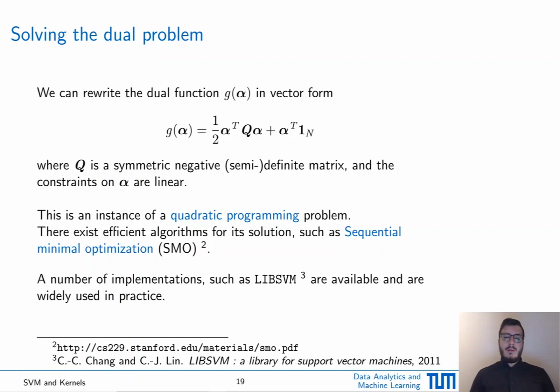There exist efficient algorithms such as the sequential minimal optimization algorithm, which you don't really have to know. But in the case of SVM, there are even specialized implementations of these algorithms, which are widely used in practice and scale to millions of data points. You can find them online and directly use them. In other words, as long as you can specify this matrix Q, you can call a specialized quadratic programming solver and you'll get the optimal alpha directly.